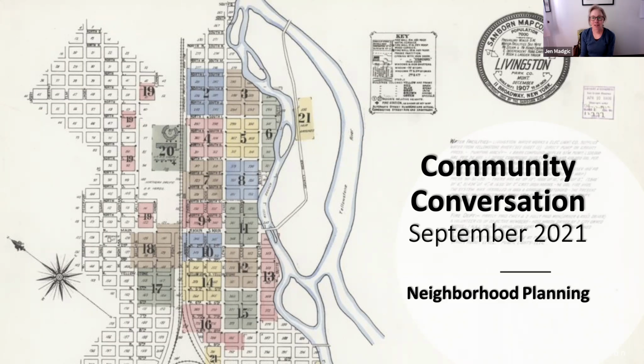So today we're going to talk about neighborhood plans. And this map I picked out, it's a Sanborn Fire Insurance map. This just happens to be your community of Livingston. This is back from 1907, back when the population, it says on the map there, was 7,000, so pretty big city back in 1907.